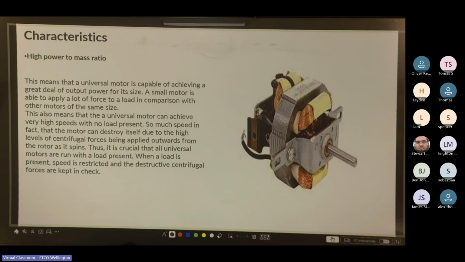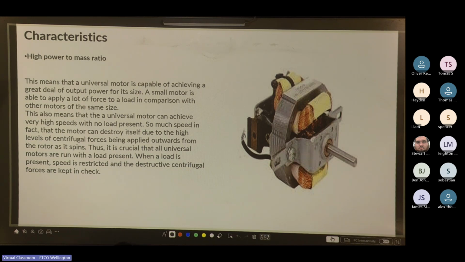So when it talks about high power to mass ratio, you'll find universal motors inside all kinds of things. The most recent one I found, I opened up a friend's washing machine, and the motor spinning the drum of the washing machine, it's an 8-kilo washing machine, was a universal motor. So they can do a lot of work for their size, and it was not a lot bigger than the one that I just showed you. I'd be able to fit the motor on my palm. I wouldn't be able to hold it, but it would fit on my palm.